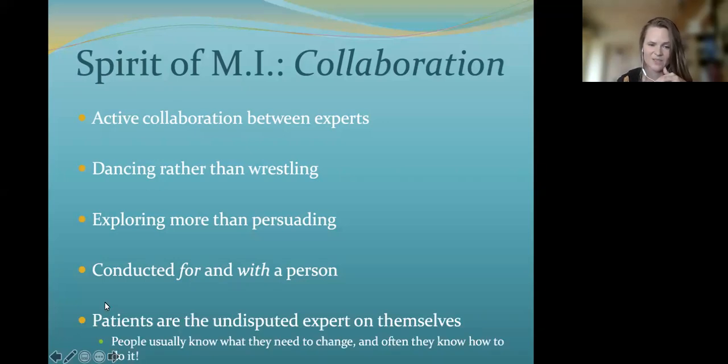So remembering patients are the undisputed experts on themselves. They usually do know what they need to change, and often they actually already know how to do it. So you're really just there in that supporting role.